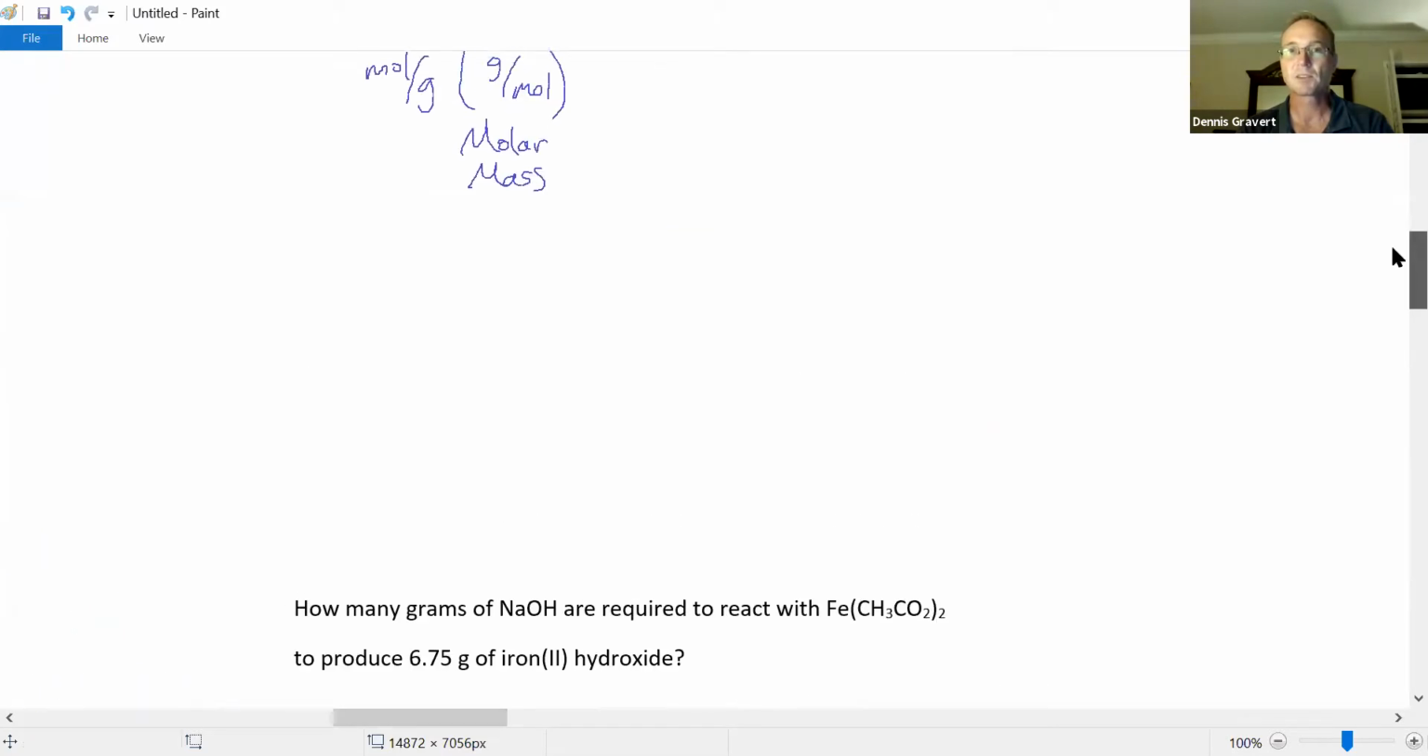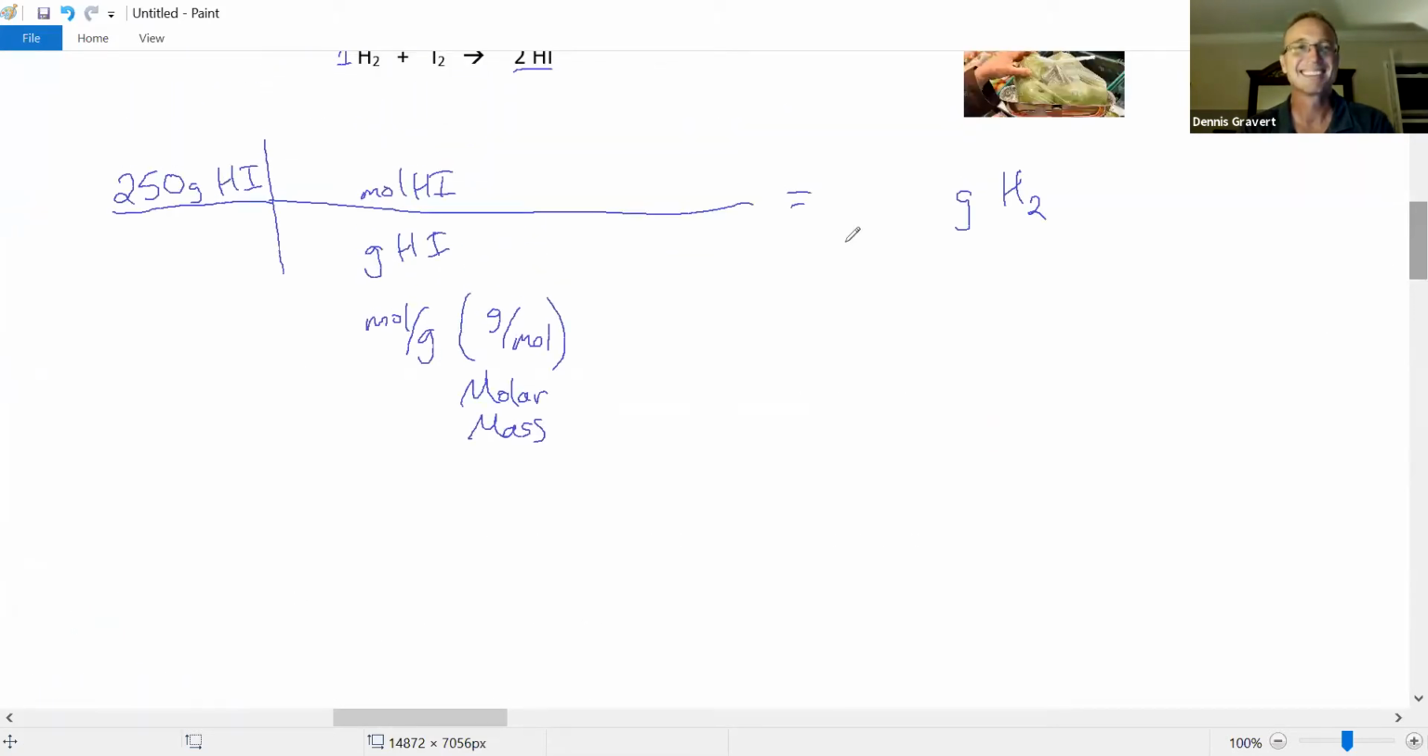Yeah, that's the question we're going to do in a minute. Okay, so 1 mole of HI, add up the mass of those atoms, 1 hydrogen, 1 iodide, and the weight is 127.9124 grams. Okay, squeeze it in here. And that cancels out the grams of HI, converts it to moles.